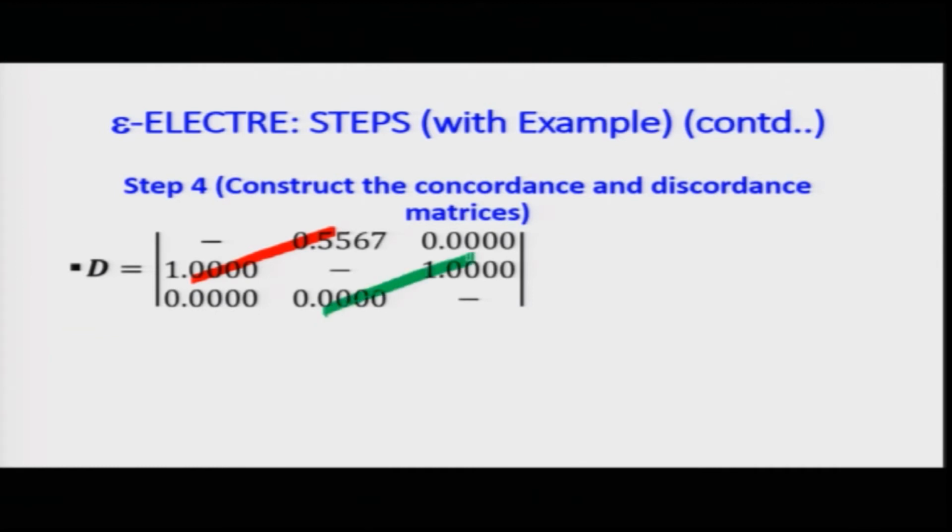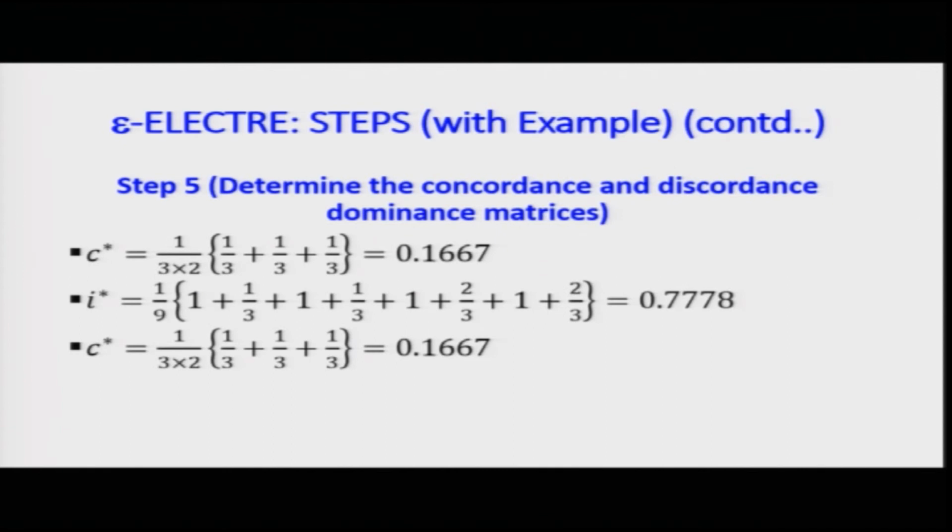So, this is also not symmetric, and this I will try to be seen. I am using a different color in order to note down. So, this is symmetric, but other elements are not symmetric. Now, I need to find out the C star, I star and D star values.